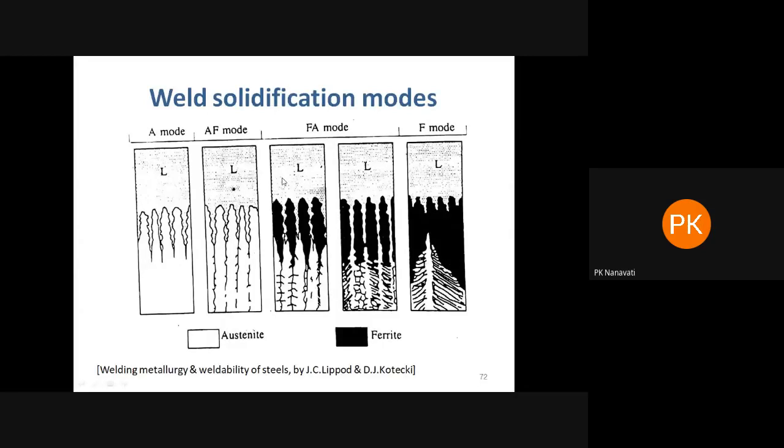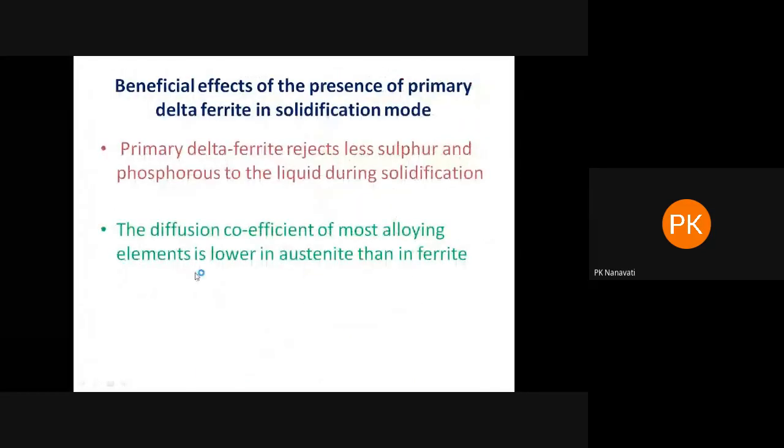Okay, now how to ensure some amount of delta ferrite in your microstructure? Because some filler metal compositions are such that you generally have 5 to 10% of delta ferrite in your microstructure. So what is the reason for this small amount of delta ferrite? Because a small amount of delta ferrite creates a magic, because it doesn't allow the crack to form.